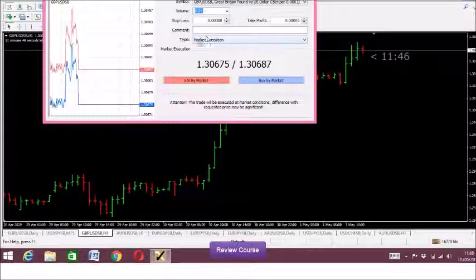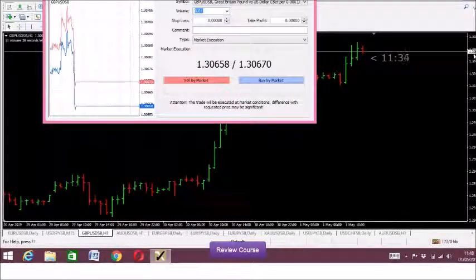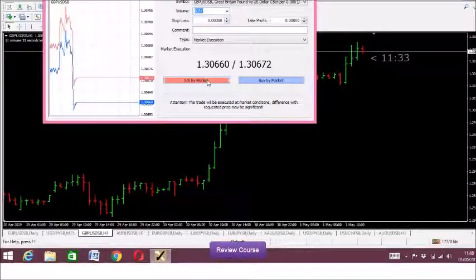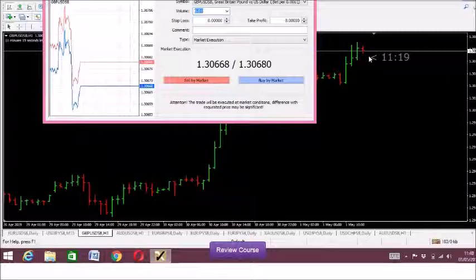And now we're going to move to market execution. Market execution is where you want to buy at the current price. In this example, it's 1.3066 here, and if I press the sell button, it's going to sell me at this price. If I press the buy button, it's going to buy at the current price here. So this is another example.